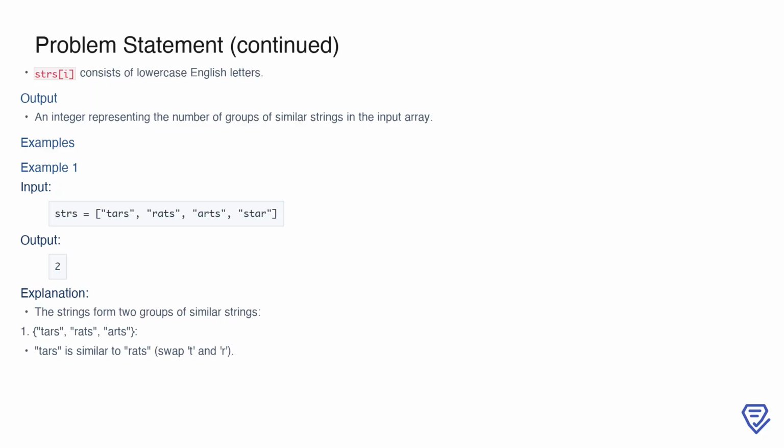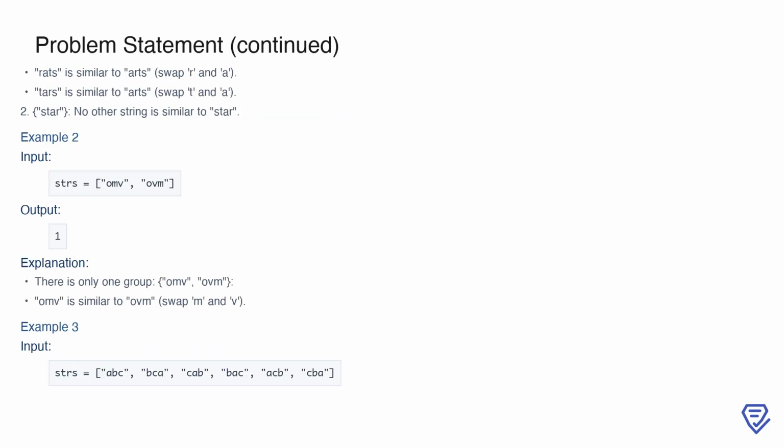To help clarify the problem, let's look at some examples. In the first example, the input array is tars, rats, arts, star. The output for this example is 2, because the strings form two groups. In the first group, we have tars, rats, arts. Here, tars is similar to rats by swapping t and r, and rats is similar to arts by swapping r and a. Additionally, tars is similar to arts by swapping t and a, so all three strings are connected as part of one group. The second group is star, which does not have any other similar strings, so it forms its own group.